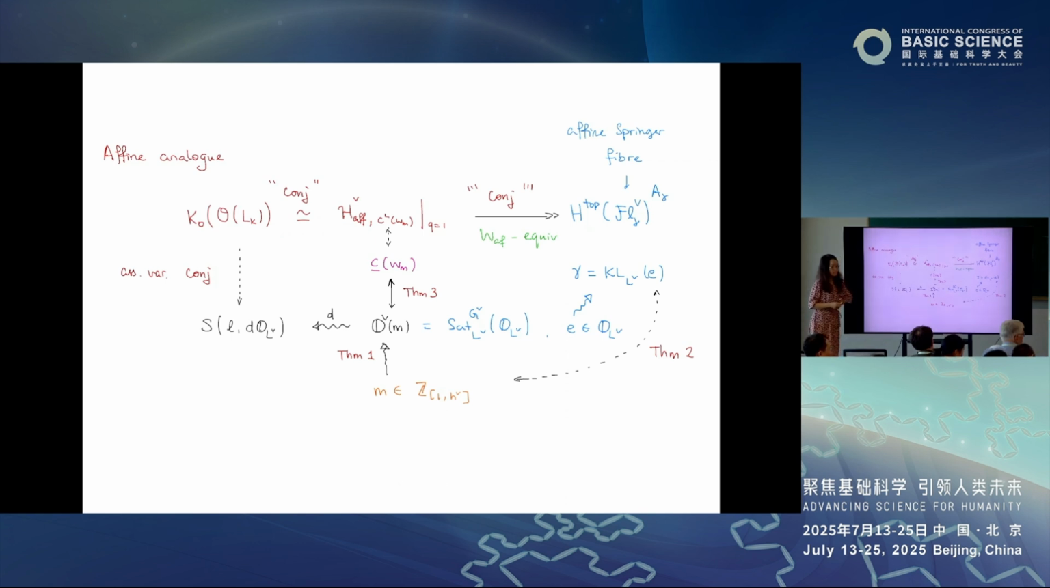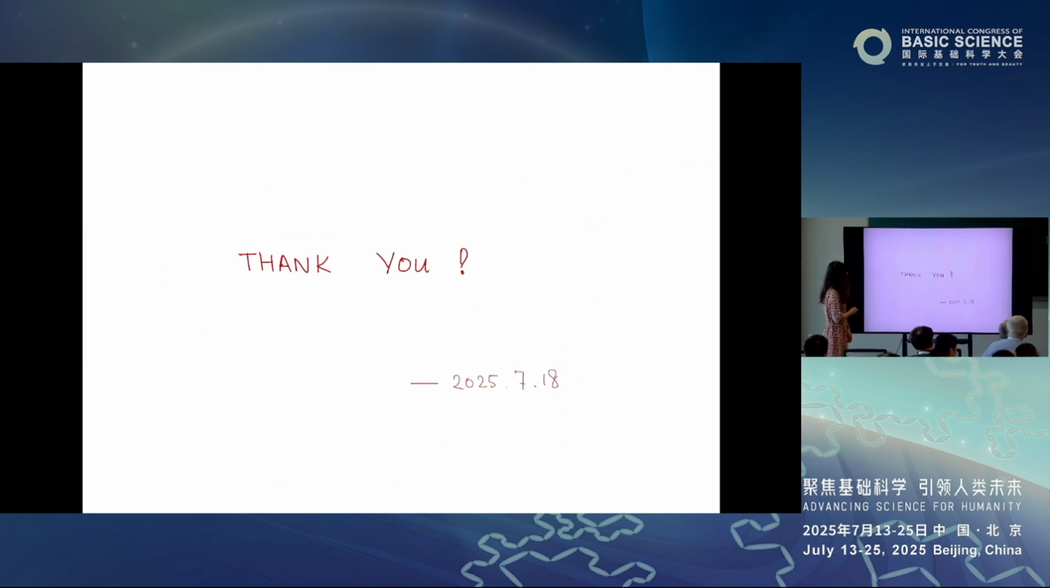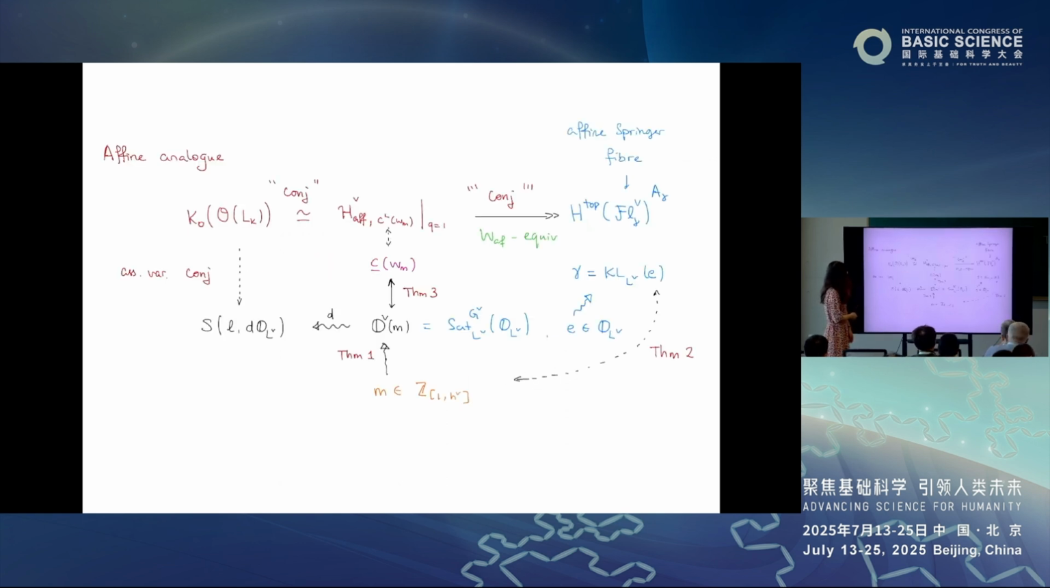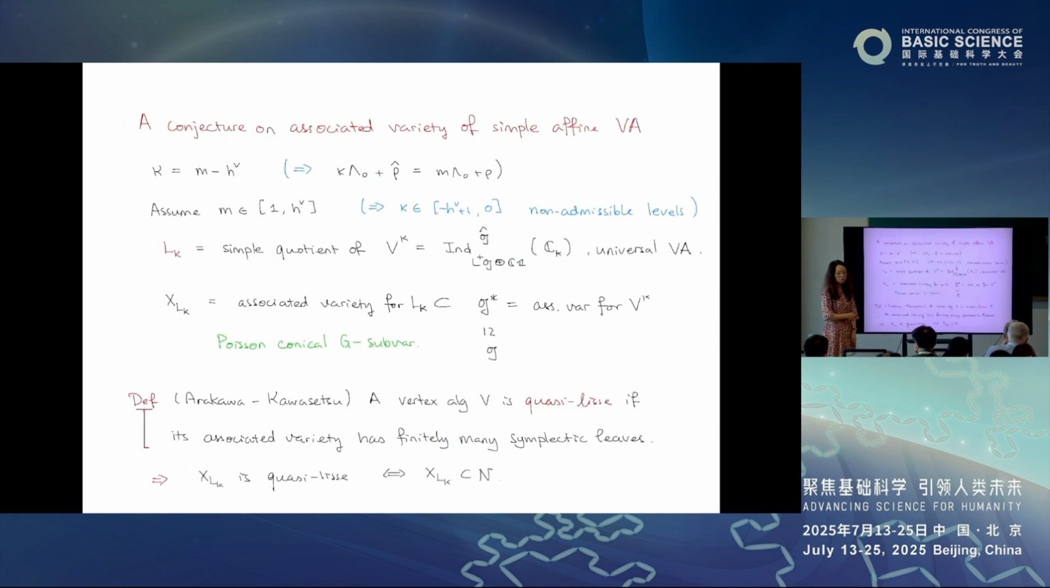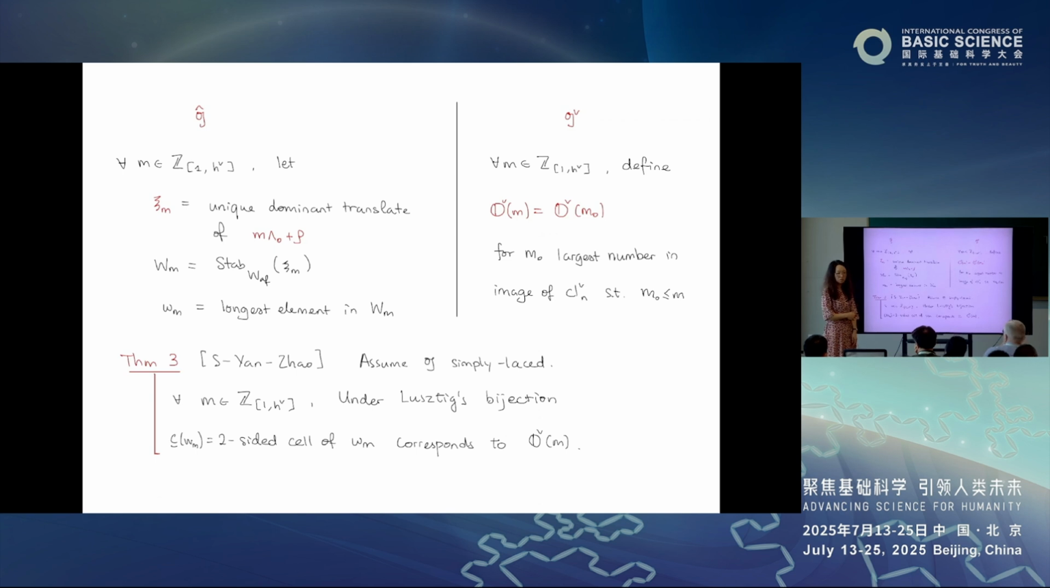So, any other questions? In your first theorem, you say it's O_m. Is this O special for any m? So you get this O_m. It may not be special. There are examples where I believe it's not special.